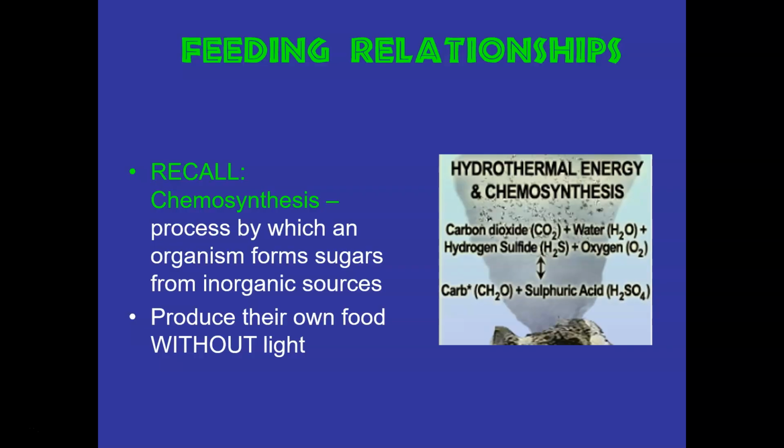So chemosynthesis, this is going to happen, just to take a brief look at it, in organisms that are able to form sugars from inorganic sources, but they'll do this without the power of light. So they'll take things like the carbon dioxide, water, hydrogen sulfide that might be coming out of hydrothermal vents, the oxygen that's there, and convert that into a simple carbon-based molecule, which then can get converted into other forms of sugars that they can use themselves, but also can be taken in by primary consumers and move up the food chain as well.